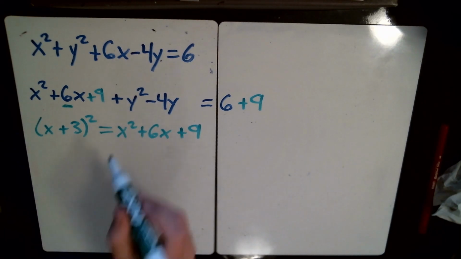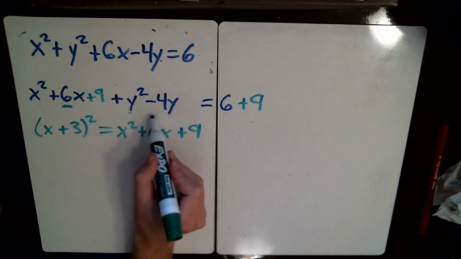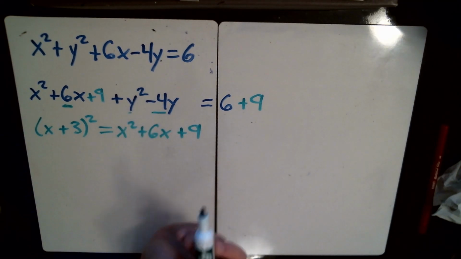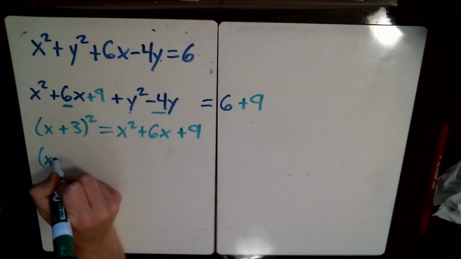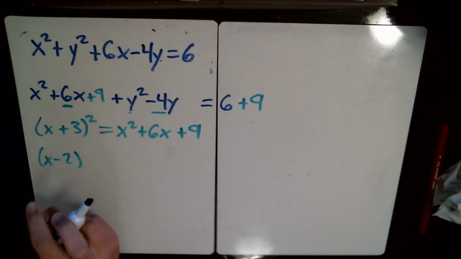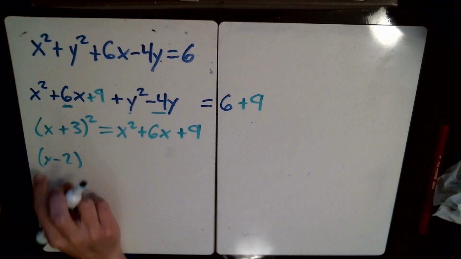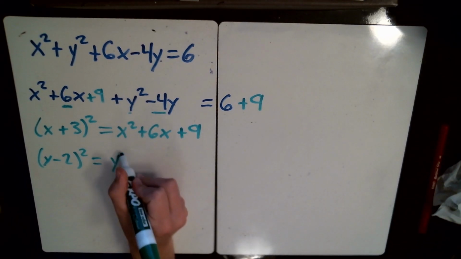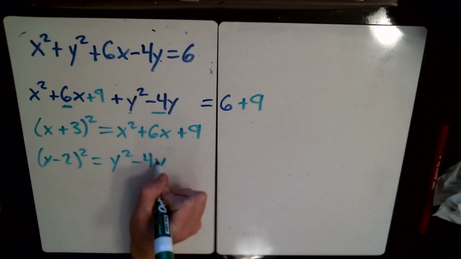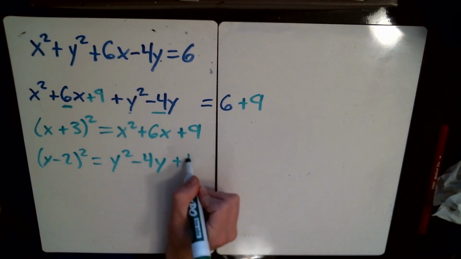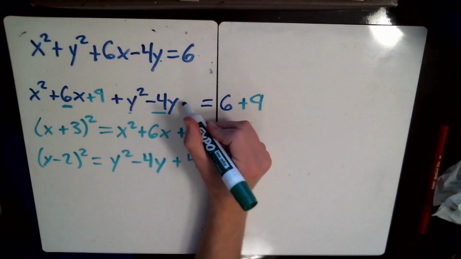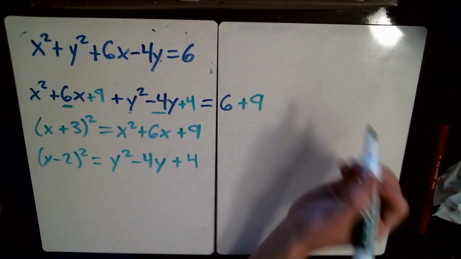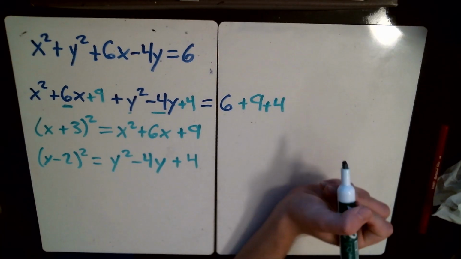And then we do a similar thing for y. We look at our y's here. We take this number and divide it by 2. So here we're doing y: y minus 2 squared. This will give us y squared minus 4y, and then plus 4. So I need a plus 4 here as well. Okay, so I would add that to both sides.